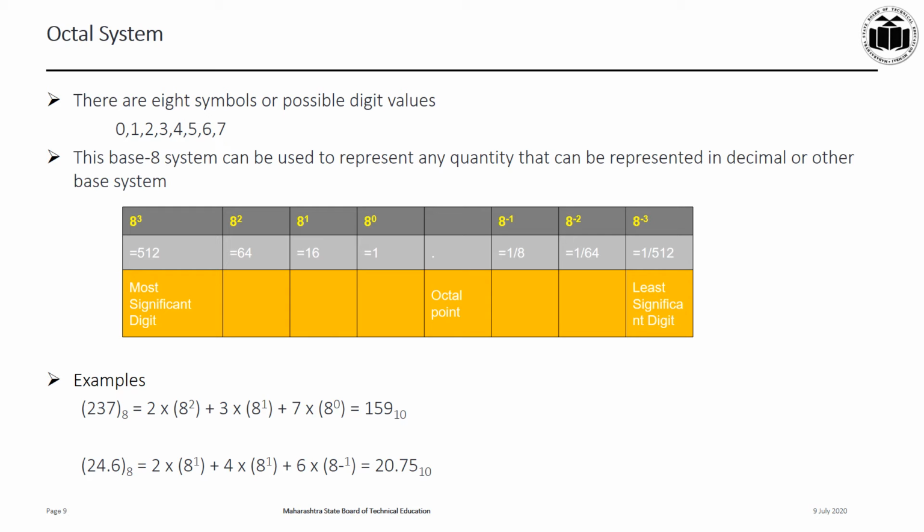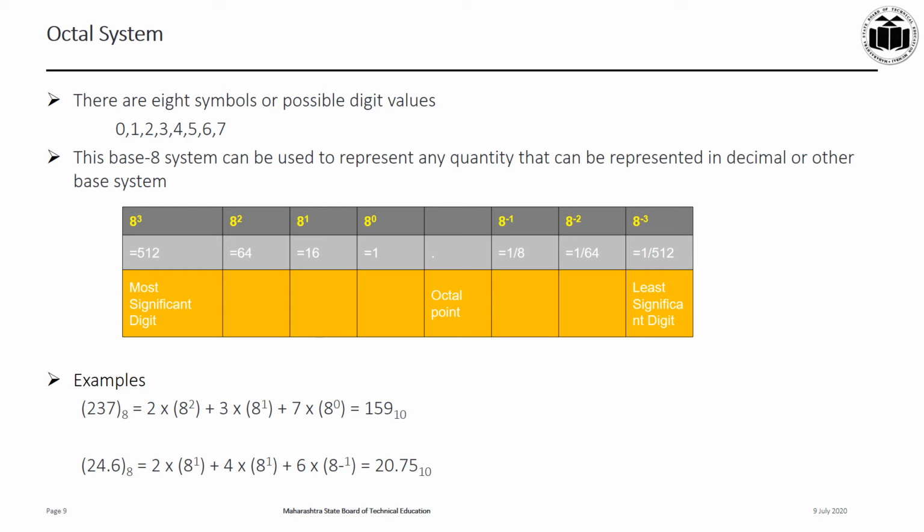The table here shows the weights for different positions for an octal system. As you can see, the leftmost digit in the given octal number with the highest weight is called the most significant digit, whereas the rightmost digit in the given number with the lowest weight is called the least significant digit. You can take up an example.